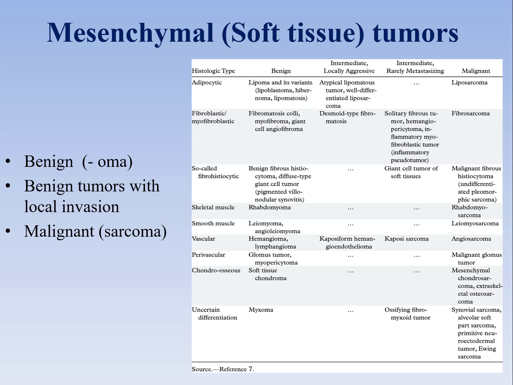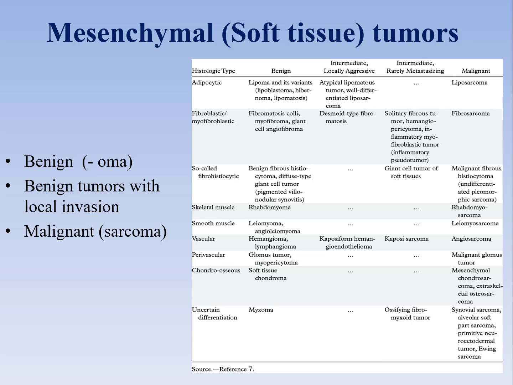tumors growing from the mesenchymal tissues, meaning tumors which form from the mesenchyma. As you know, that is fibrous tissue, adipose tissue, skeletal muscles, smooth muscles, blood vessels, bones and cartilage, and mesothelium. So a very big group. We will talk about benign and malignant tumors.